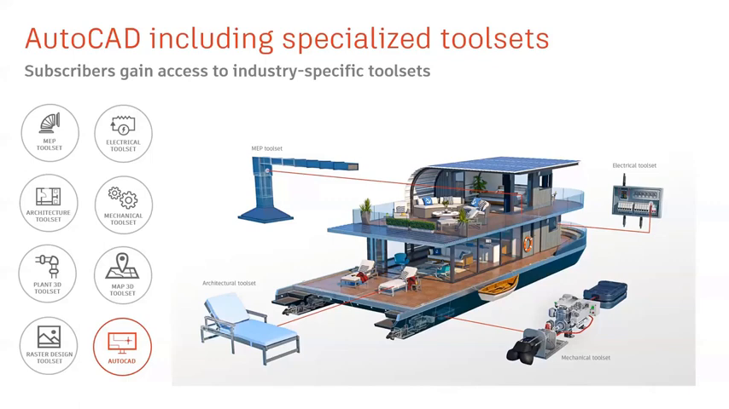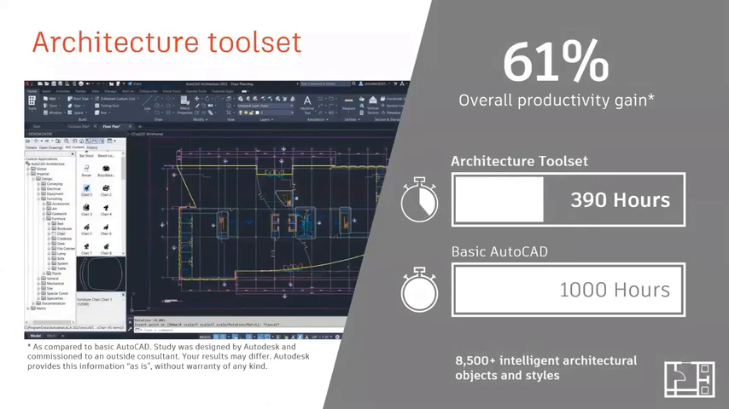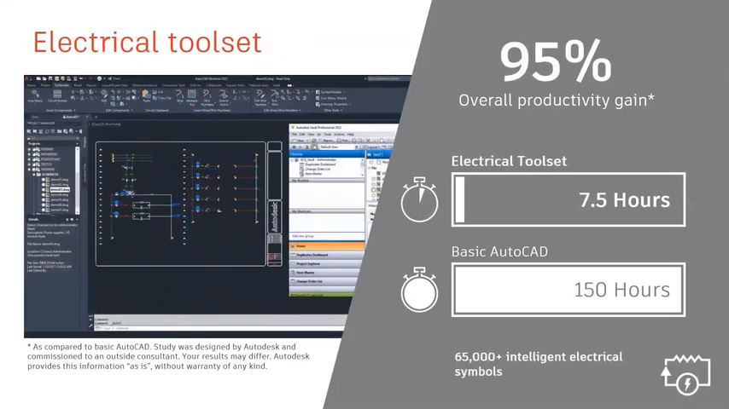these CAD automations bring to you and your company, because we ask our customers which productivity gain they get when they use a specialized AutoCAD toolset. And I will stick with the 4 examples that we used on the previous slide, and we will start with AutoCAD Mechanical. And here our customers describe that they get a 55% overall productivity gain when they work with the mechanical toolset instead of pure AutoCAD. With AutoCAD Architecture, our customers describe that they get a 61% productivity gain. With the electrical toolset, they even describe that they get a 95% overall productivity gain.